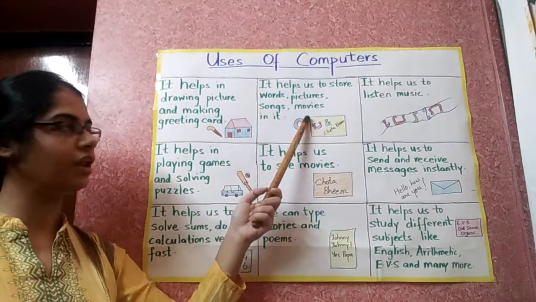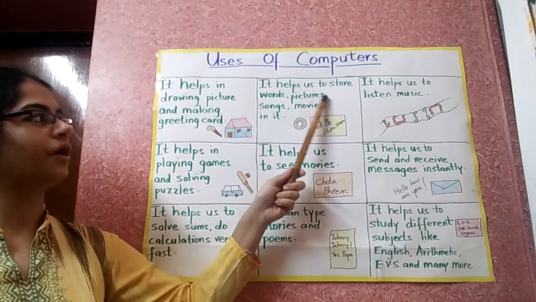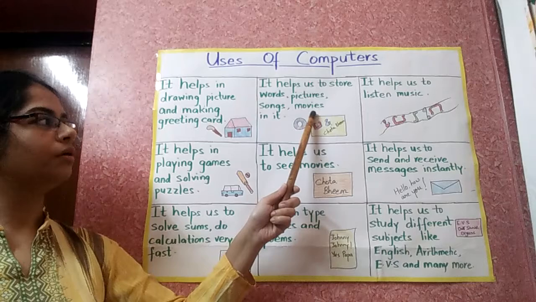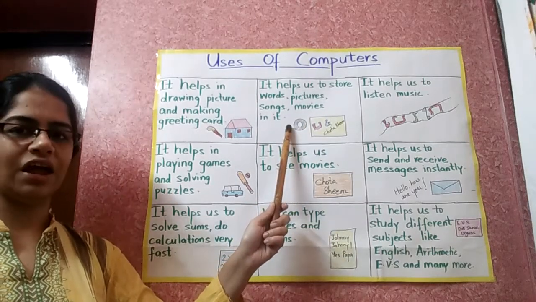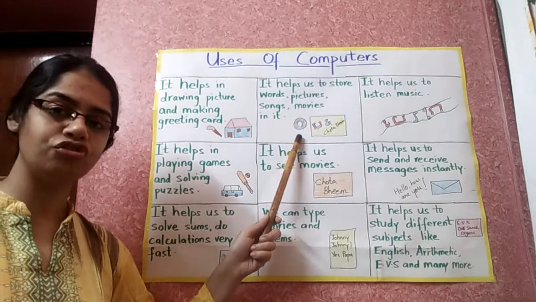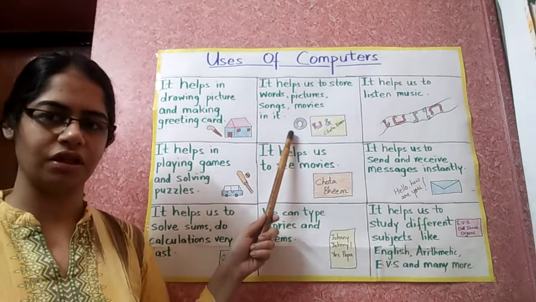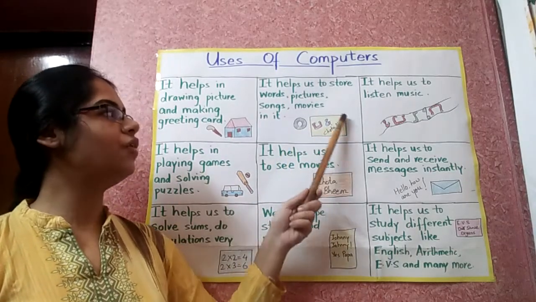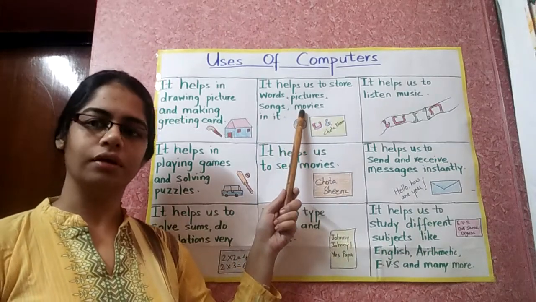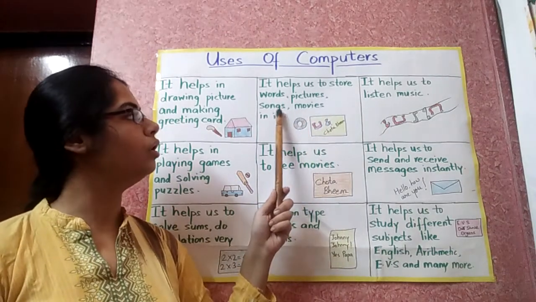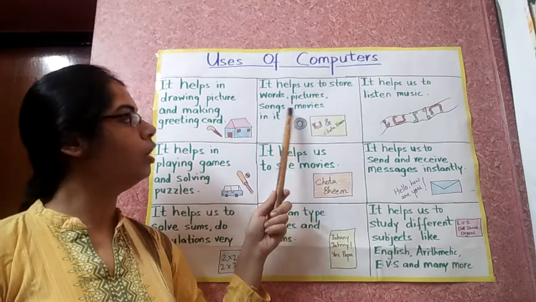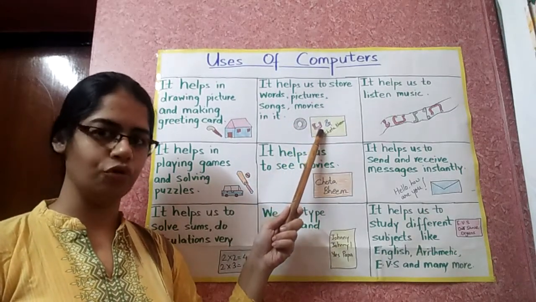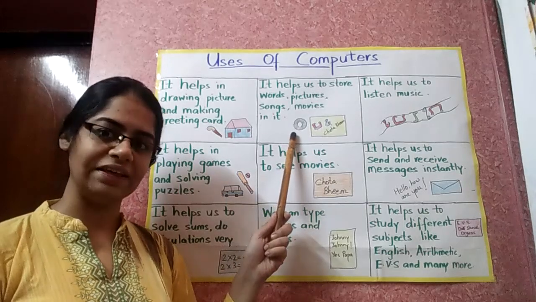Now see what's in the next box. It helps us to store words, pictures, songs, music in it. That means we can even store, like mummy stores things in the boxes. Yes, same way we can store pictures, different photos, songs, even the movies we can keep in the computer. It is inside the computer or in the CD also.